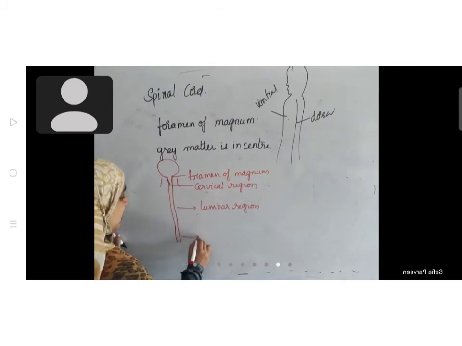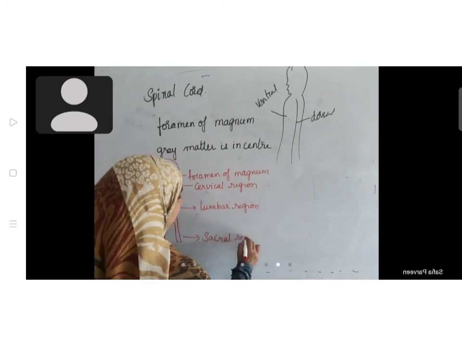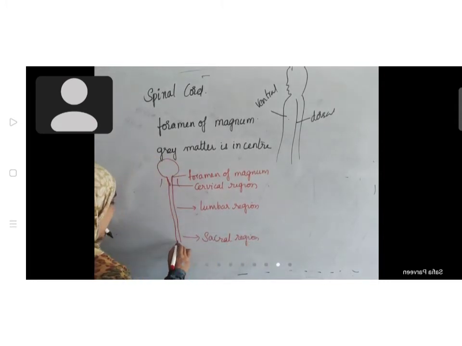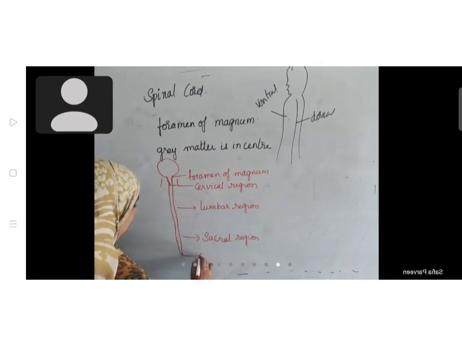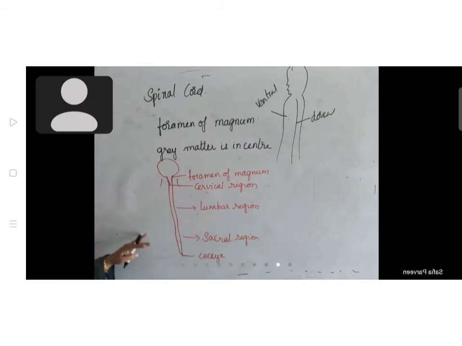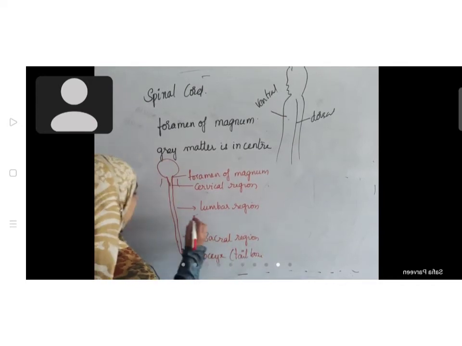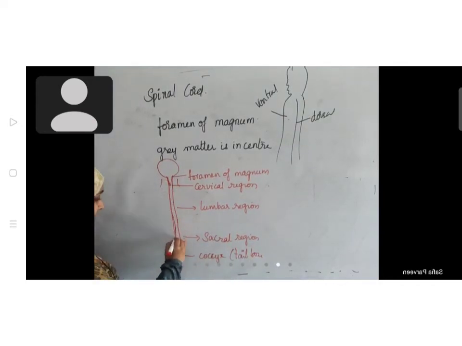After that, the sacral region of the spinal cord. At the end, there is the coccyx. This coccyx is also called the tailbone. These are the different regions of the vertebral column. Our spinal cord ends in the lumbar region. It is not extending to the coccyx.